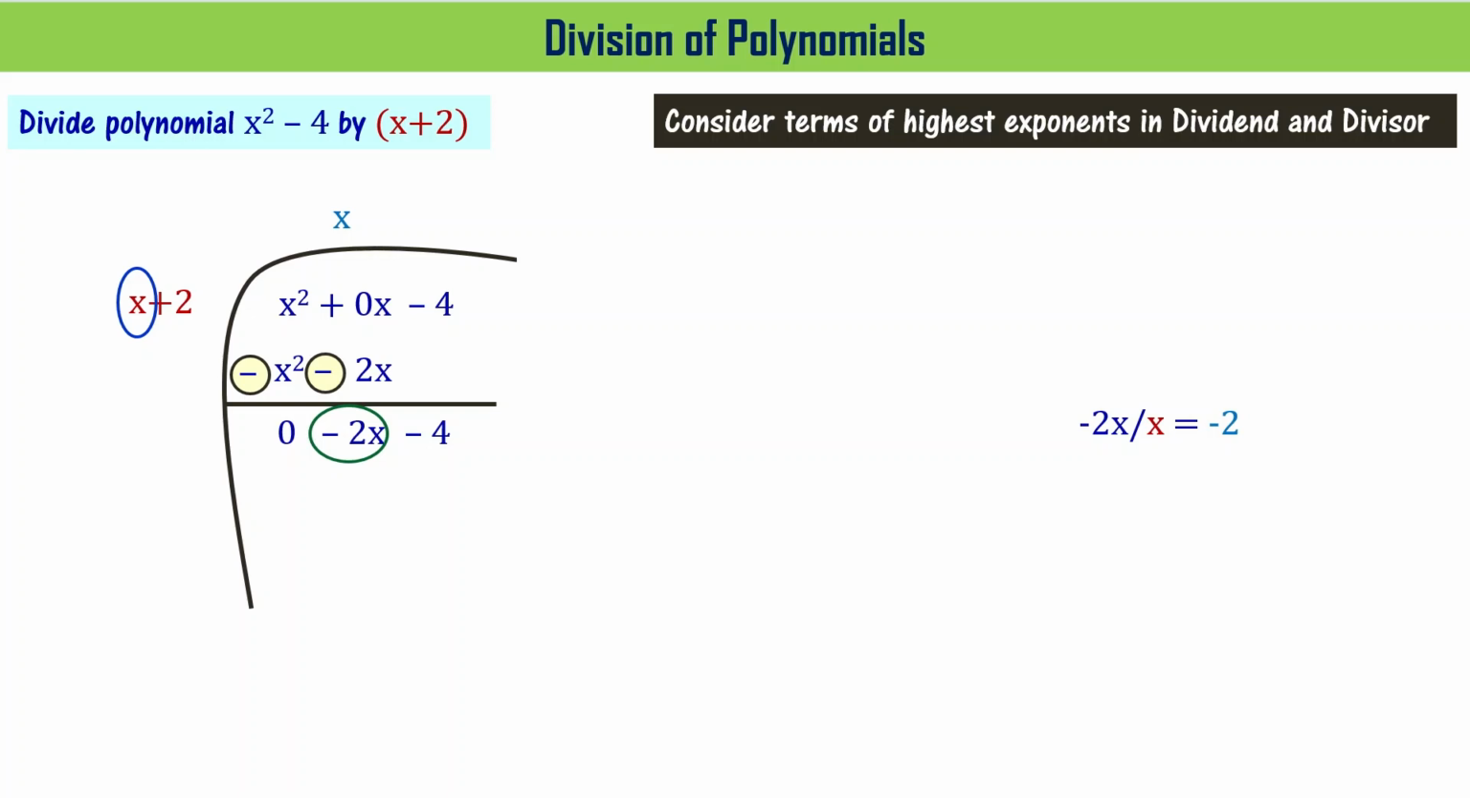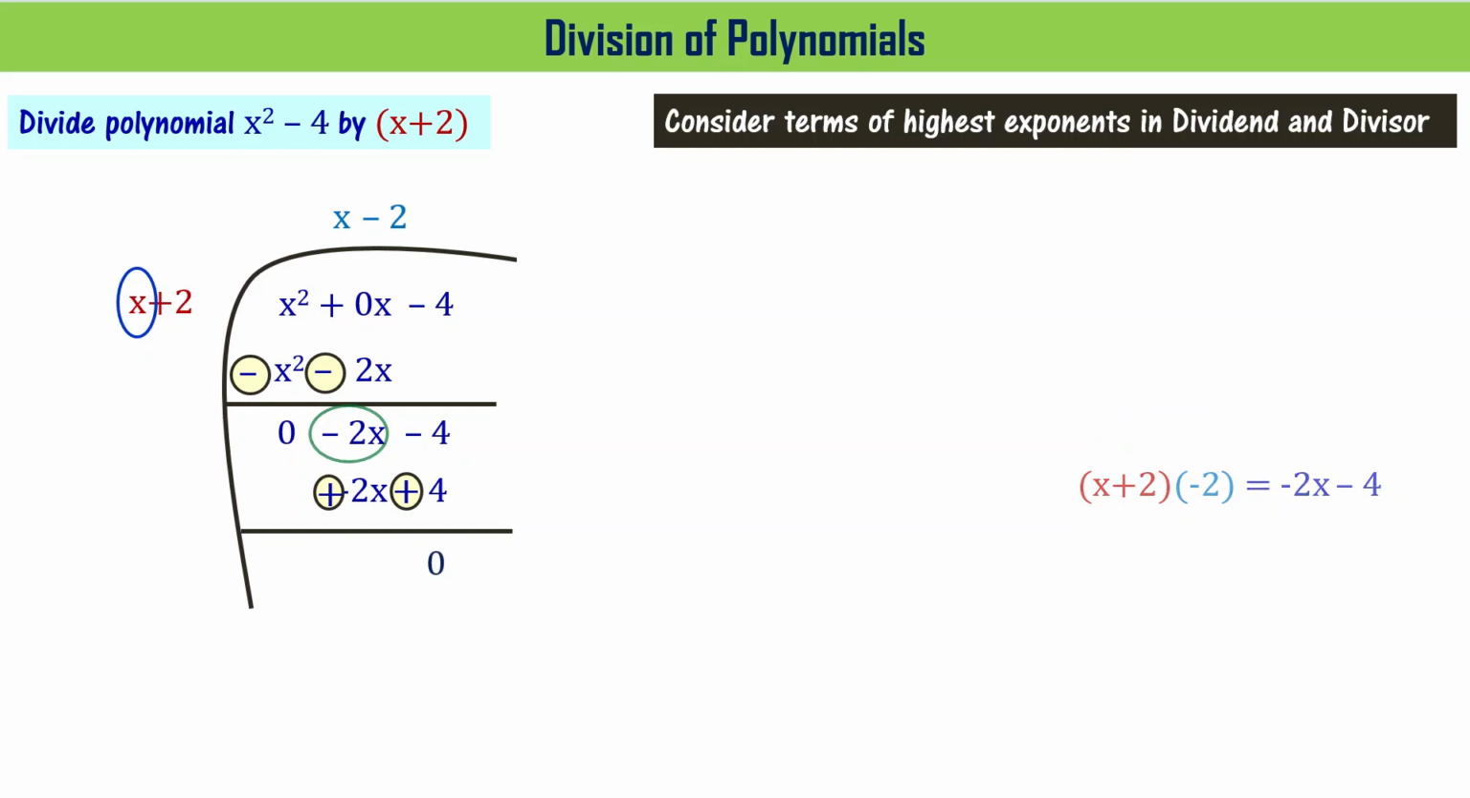This minus 2 has to be written at the top next to x so that the expression at the top becomes x minus 2 now. The next step is we have to multiply the divisor with minus 2. When you do that, you get minus 2x minus 4 as the answer. This has to be subtracted from the previous expression. When you do that, what you get is 0 as the answer, right?